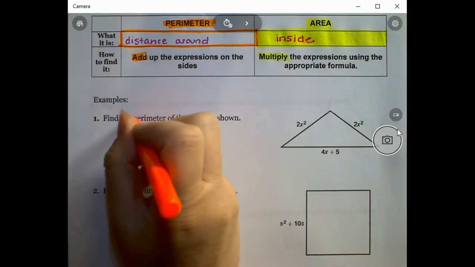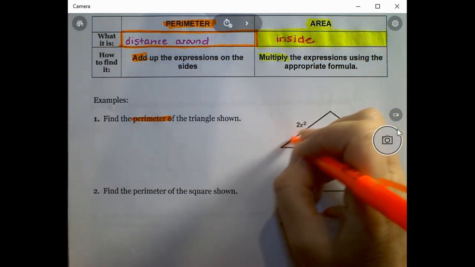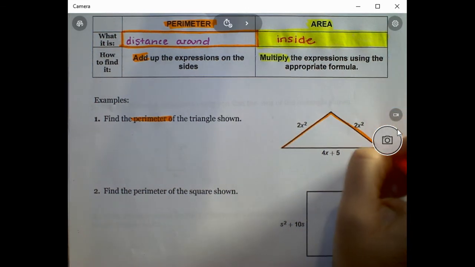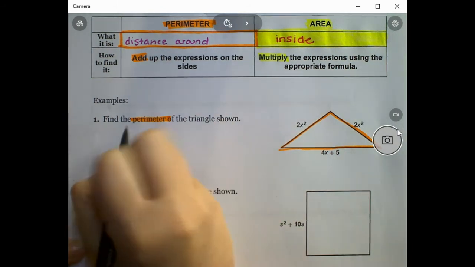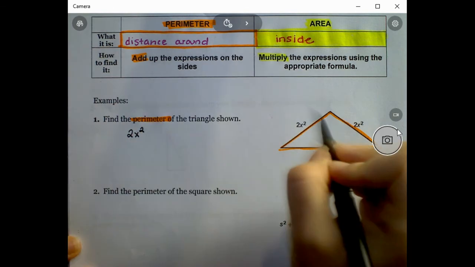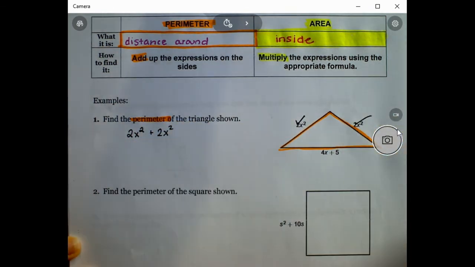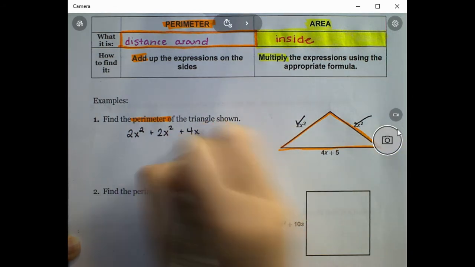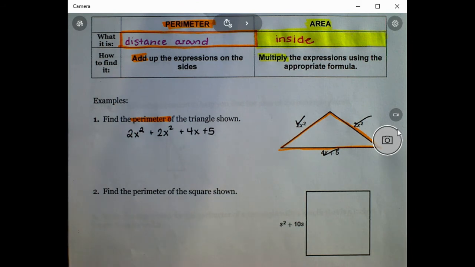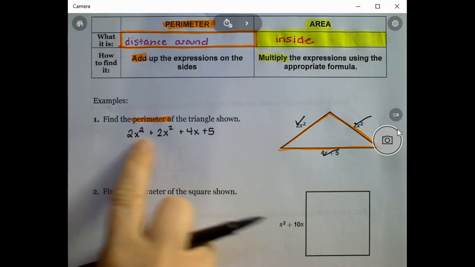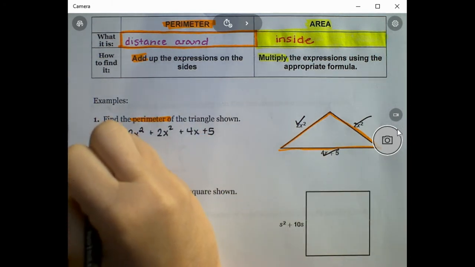For our first example, it says to find the perimeter of the triangle. Perimeter is the distance around it. And in order to find the distance around, all you do is add them up. I got that one. I got that one. And I got that one. So now I have all of the sides. This is an algebraic expression, and we need to combine like terms.